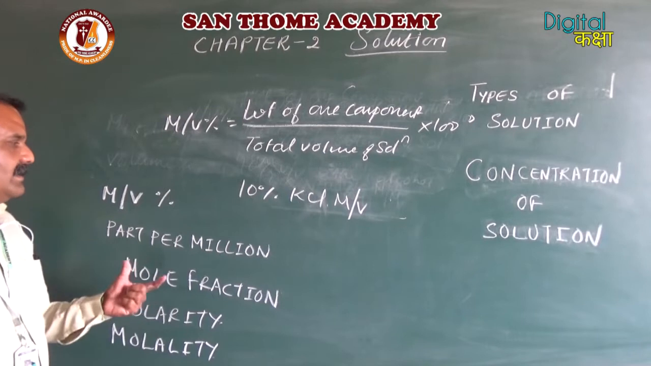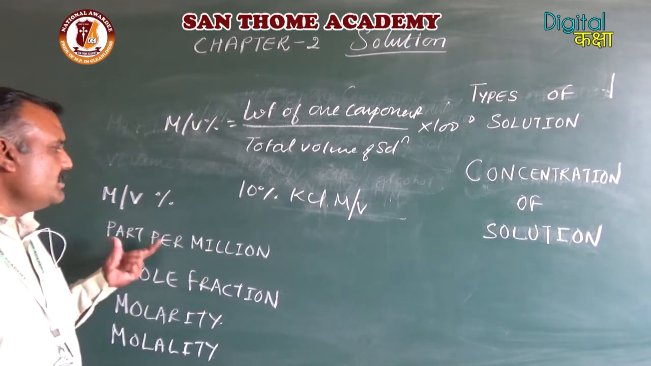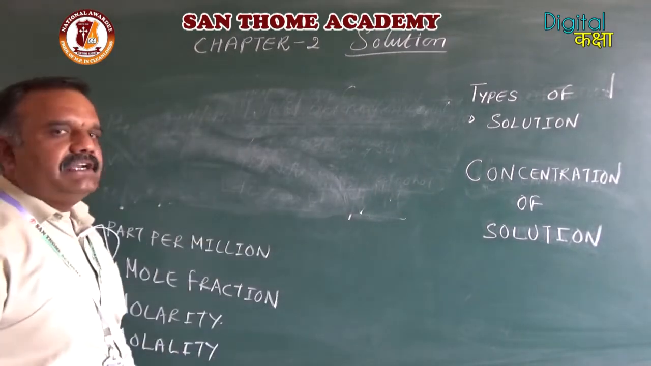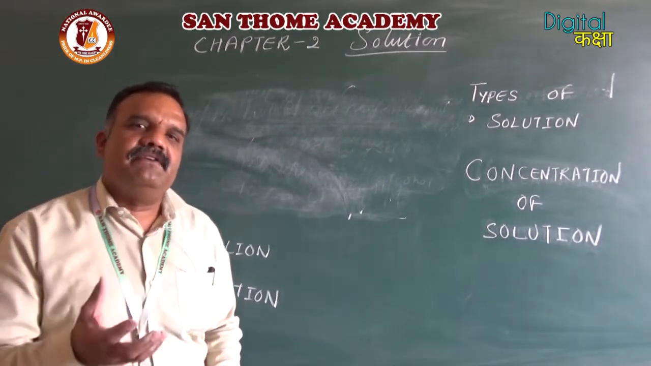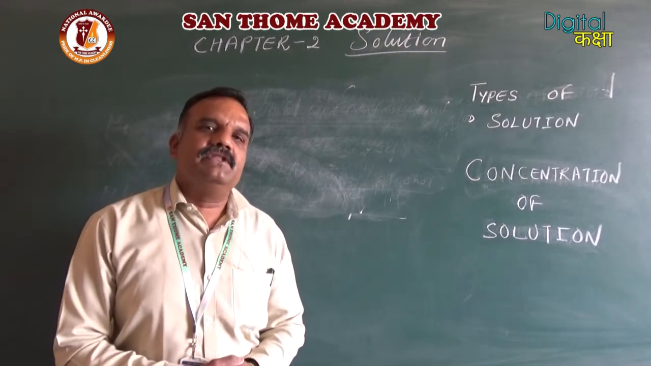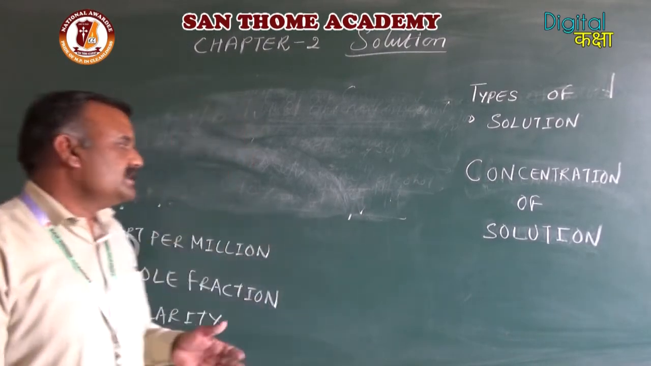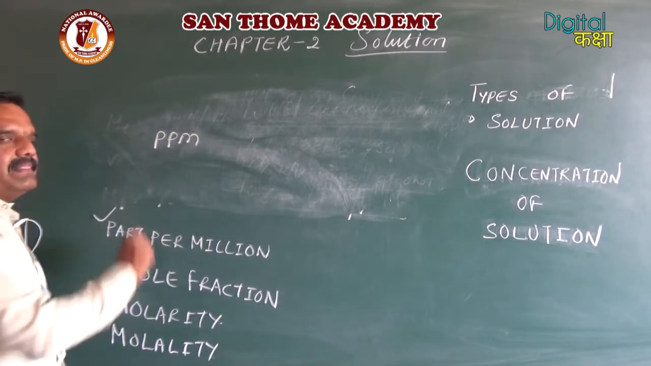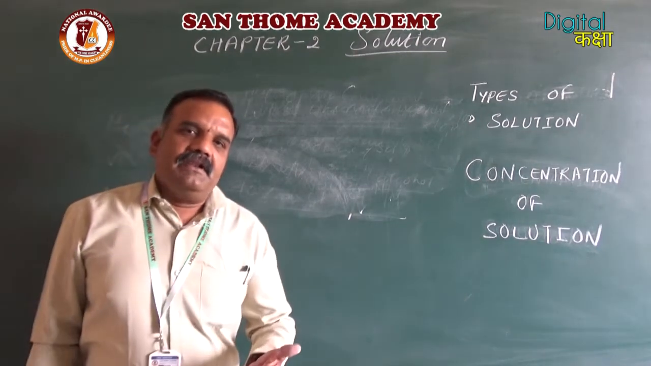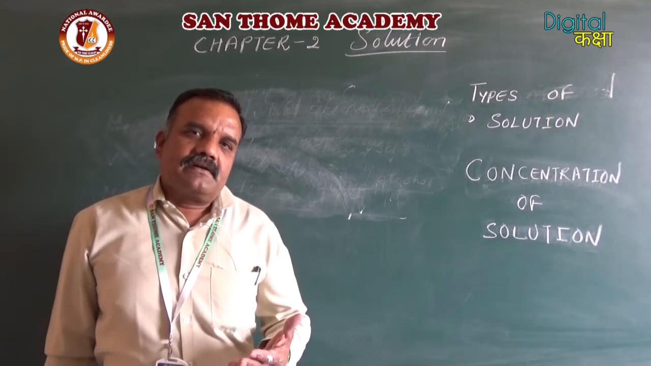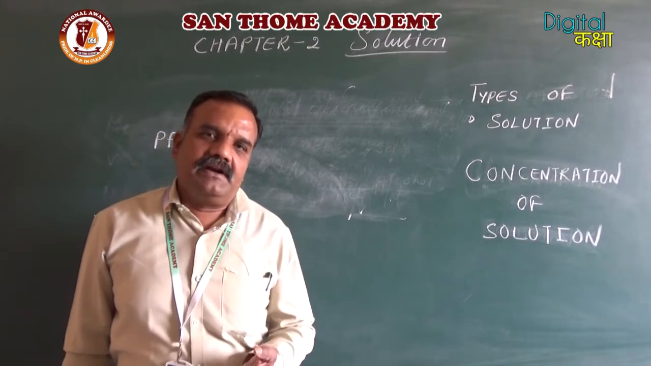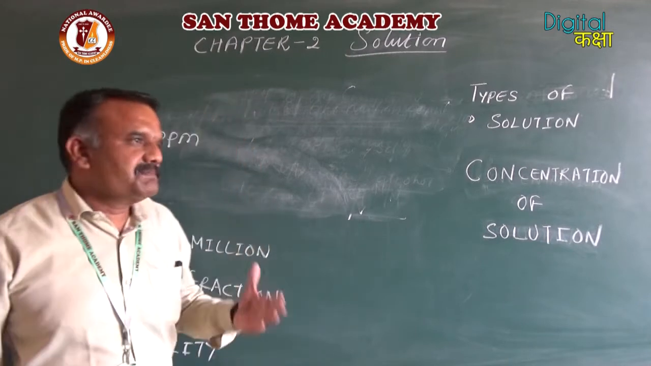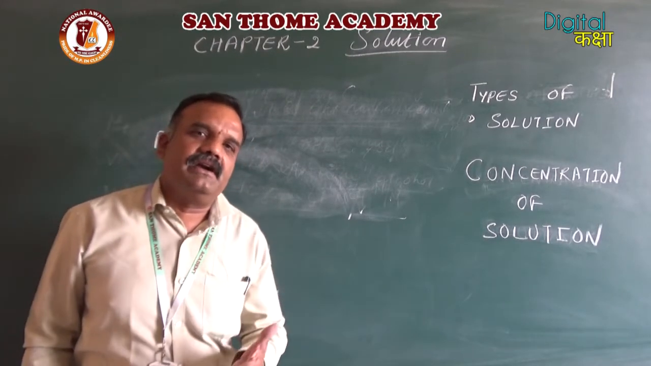Another way of expressing the concentration of solute in the solution is parts per million. Basically, when the concentration of solute is very small in comparison to that of solvent, the concentration is expressed in parts per million, commonly known as ppm. For example, when expressing the hardness of water, we express the concentration of calcium hydrogen carbonate in ppm.